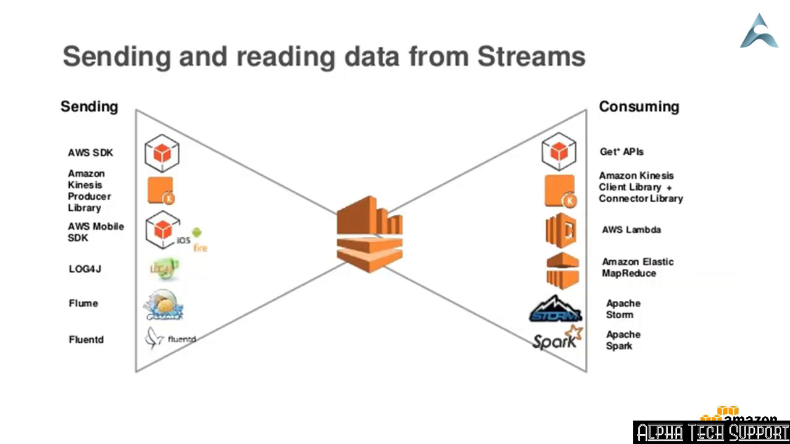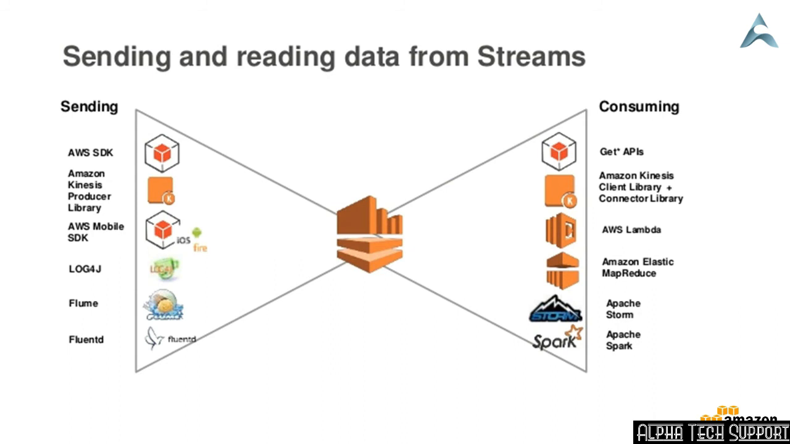Now, how do streams help in sending and reading data? You can send and read data from streams. The sending of data could be from the AWS SDK, Kinesis Producer Library, Mobile SDK, Log4j, Flume, and other tools. And the services that consume streaming data from Kinesis can be Lambda functions, Elastic MapReduce, Apache Storm, Apache Spark, the client library, and the connector library.